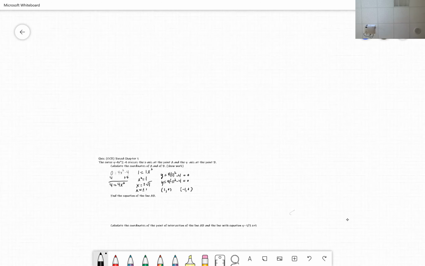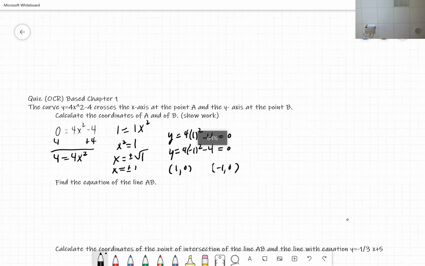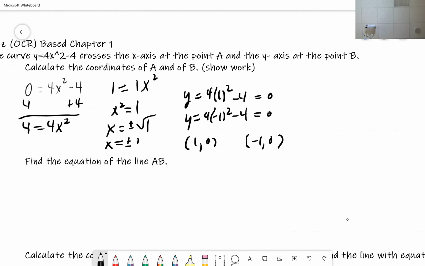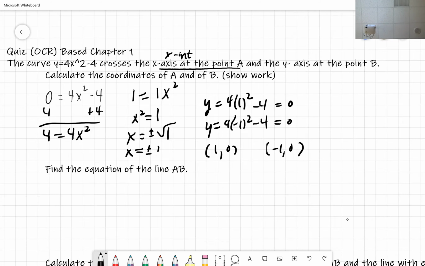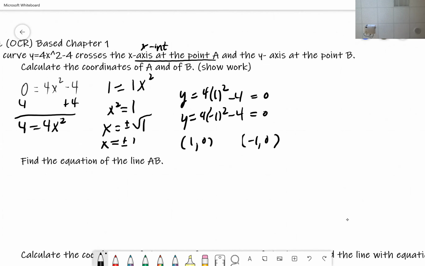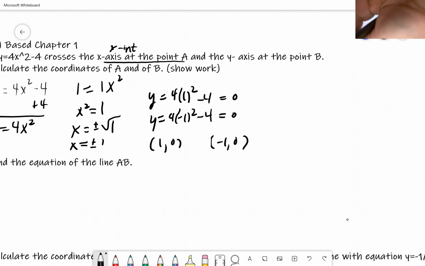Okay, give me a second. The x-axis at point A, this is an x-intercept. Yes, ma'am? Do you have your name on it? Do you have your period on it? I'll take care of you in a bit, okay? So x-axis is the x-intercept. So one of these is the x-intercept we're interested in. And then we have our y-axis at point B.